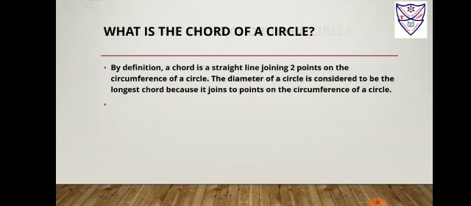What is the chord of a circle, students? By definition, a chord is a straight line joining two points on the circumference of a circle. The diameter of a circle is considered to be the longest chord because it joins 2 points on the circumference of a circle. Let us understand this with the figure.